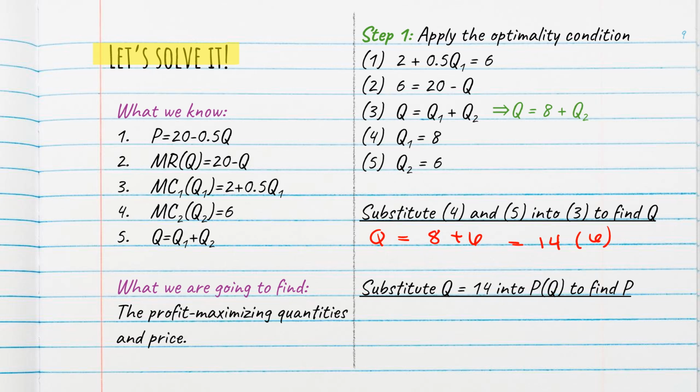We finally need to figure out the price they're going to charge. We'll do that by substituting the total quantity of 14 into the inverse demand curve. So P is equal to 20 minus 0.5 times 14. 20 minus 7 is equal to 13. So they're going to charge $13 and they're going to sell 14 total units.